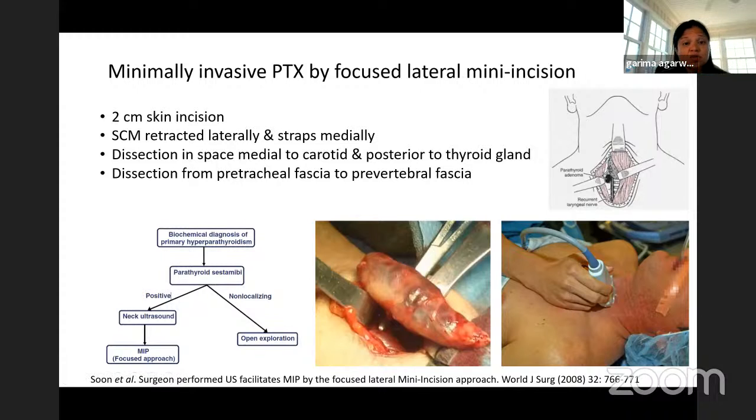Again, this approach is only used if we can localize it on ultrasound or on one of the imaging studies. So it's a helpful approach. So we have moved from surgical exploration of all four glands in the past to the pre-op localization of the disease and minimally invasive surgery and a focused surgery. But this is not the end of the story.